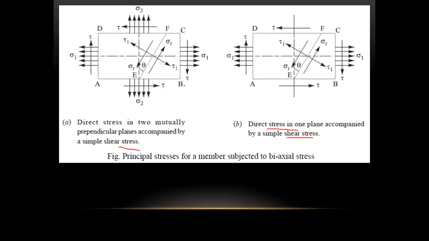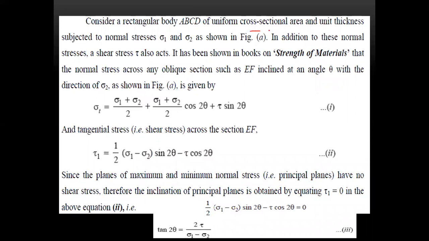See here A, B, C, D. So here the stress is acting in this direction and in this direction. Here we are taking the direct stress of one in one plane, moving this side or moving this side. So here what's happening? A rectangular body ABCD of uniform cross-section area and thickness is subject to normal stresses sigma 1 and sigma 2. In addition to those normal stresses, a shear stress tau also acts. It has been shown in the books of strength of materials.